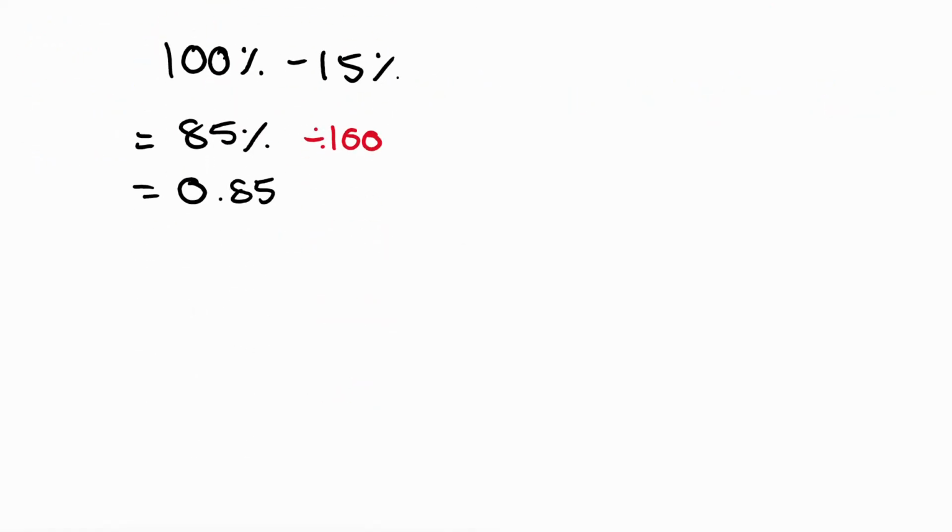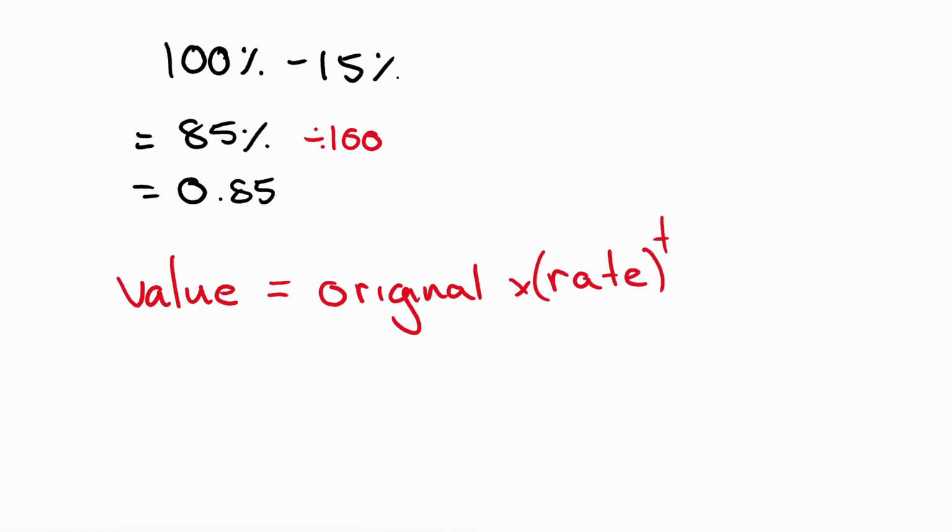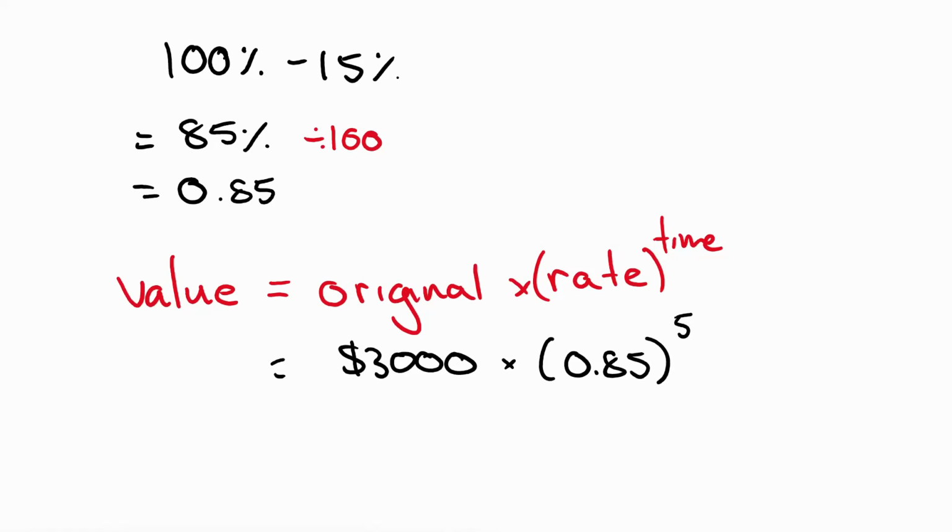Now remember we had our formula before, so that end value is going to be the initial amount times the rate to the power of time. Our original amount was 3,000. We know the rate we found was 0.85, and it's after 5 years, so 5 goes up there. Put that in the calculator and you end up with 1,331.12.